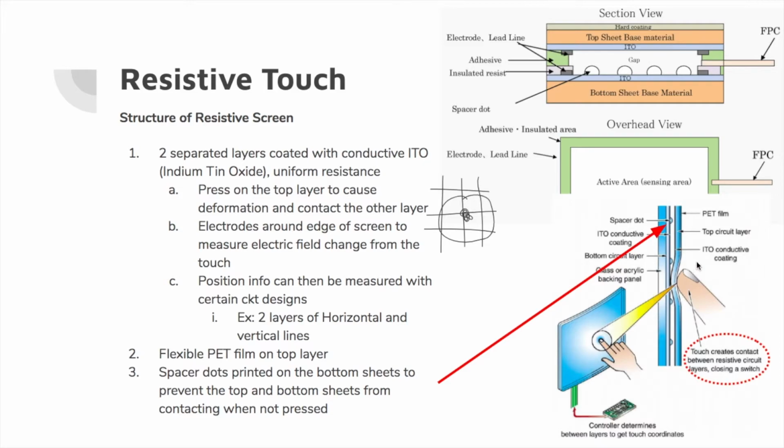There's also a flexible PET film on the top layer right here, so that allows this layer to basically deform a little bit when you press on it. And there's also spacer dots printed on the bottom sheet, so like right here, right here, right here, or you can see right here as well. And this is basically to prevent the top and bottom sheets from accidentally touching, because you don't want to register a touch when it's not actually pressed.